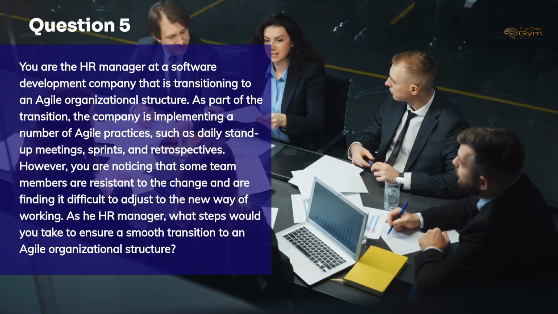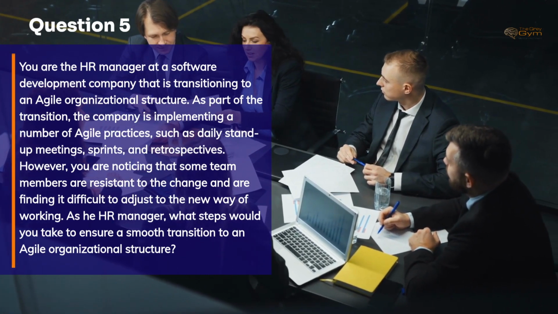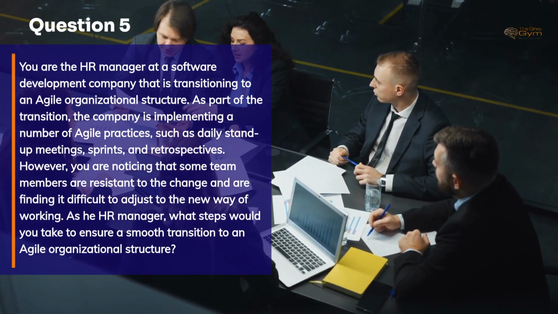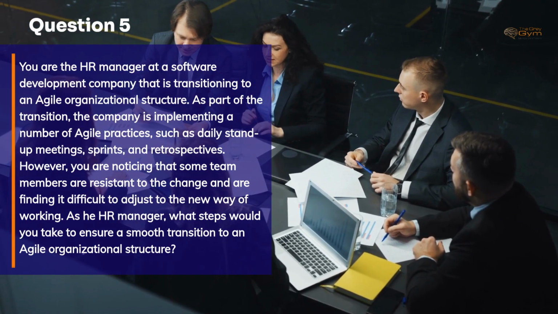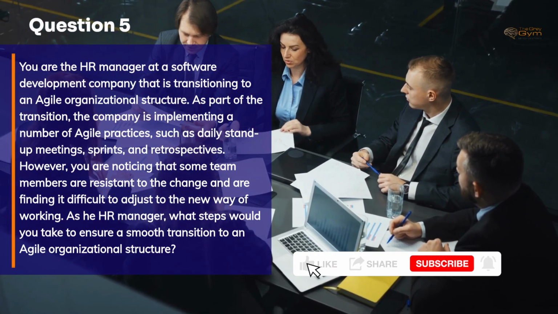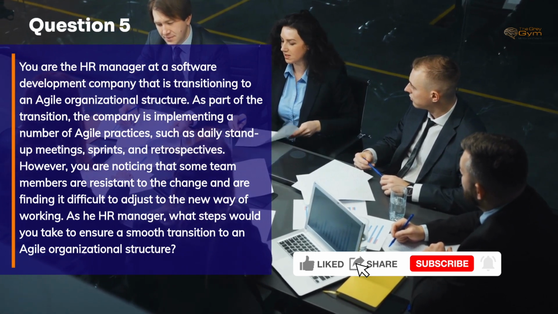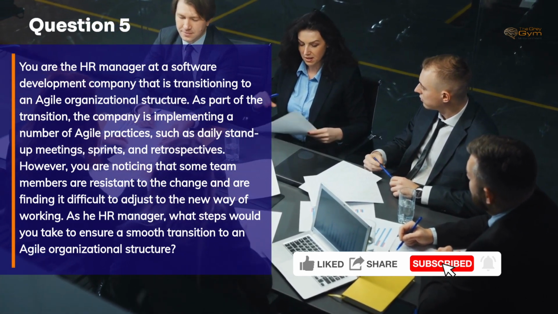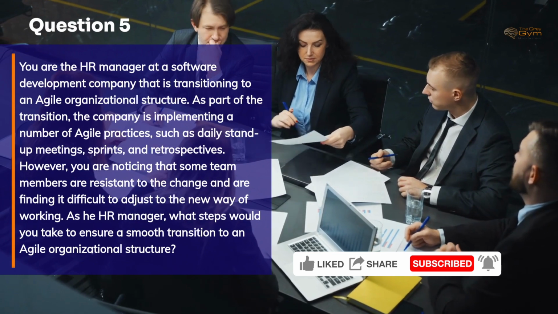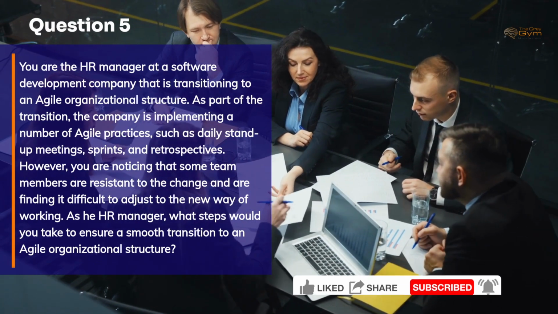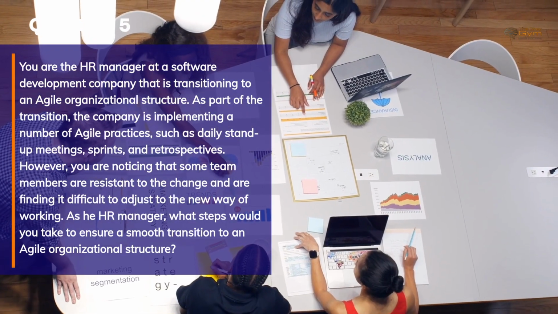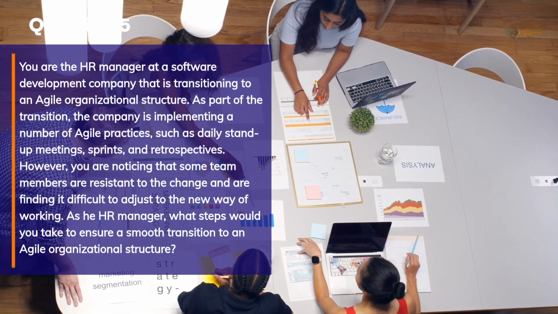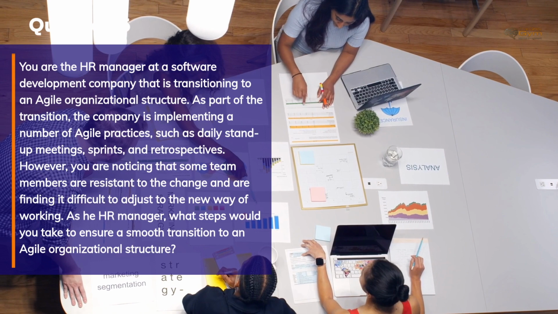Next, question 5. You are the HR manager at a software development company that is transitioning to an Agile organizational structure. As part of the transition, the company is implementing a number of Agile practices, such as daily stand-up meetings, sprints, and retrospectives. However, you are noticing that some team members are resistant to the change and are finding it difficult to adjust to the new way of working. As the HR manager, what steps would you take to ensure a smooth transition to an Agile organizational structure?